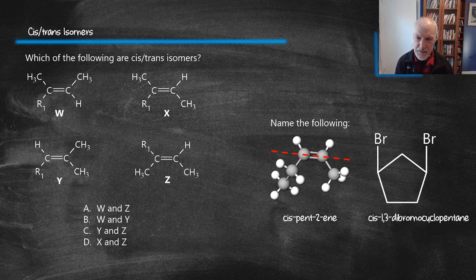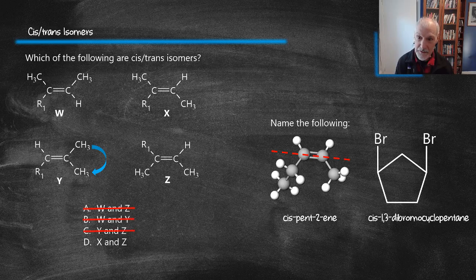Here's another question. Which of the following would be considered cis-trans isomers? Let's go through the options, W and Z. Well, those are really the same molecule. All I have to do is take Z and flip it top to bottom, and it would be exactly the same arrangement. So that's not a cis-trans isomer. What about W and Y? Well, an examination of Y indicates that it has two groups that are the same on one side of the double bond. You can't have that to make cis-trans isomers. So anything with the answer Y in it, we can take out.